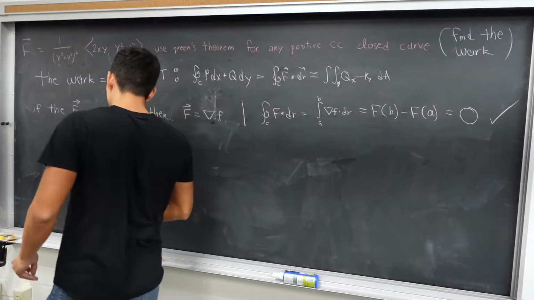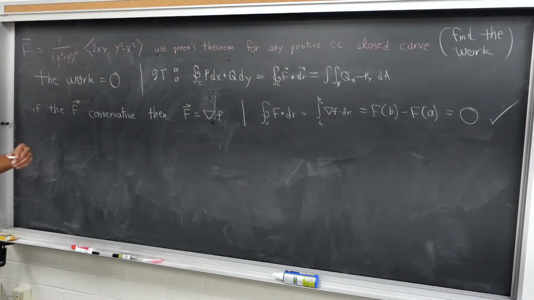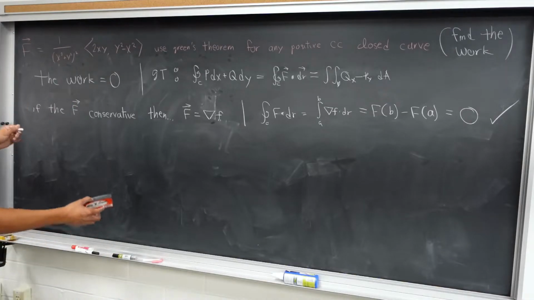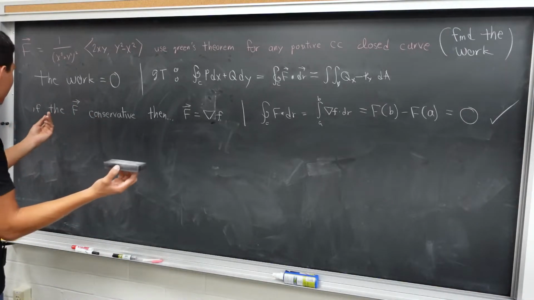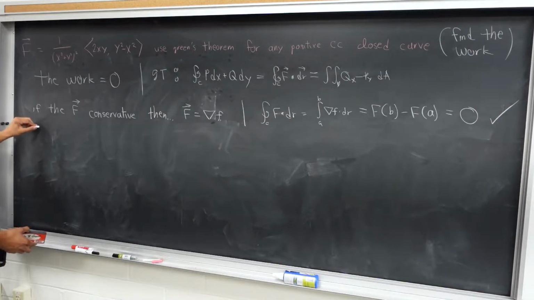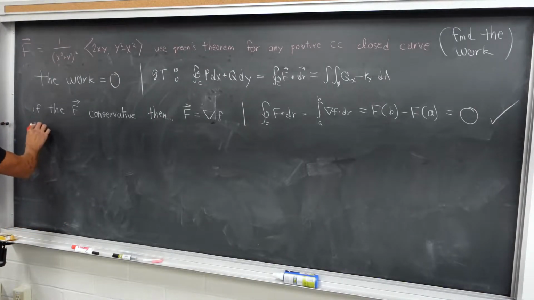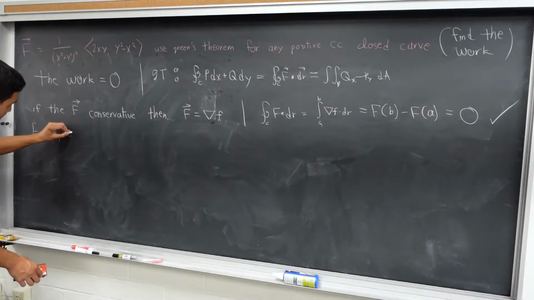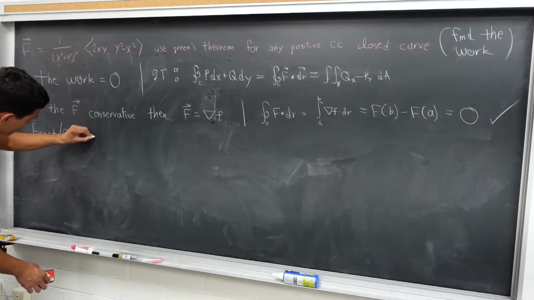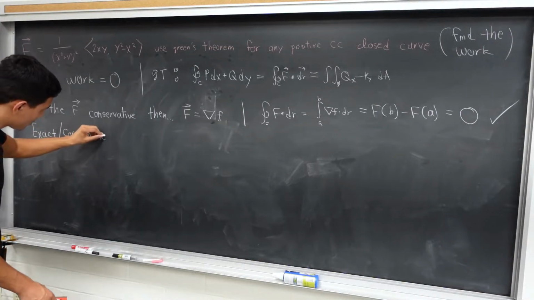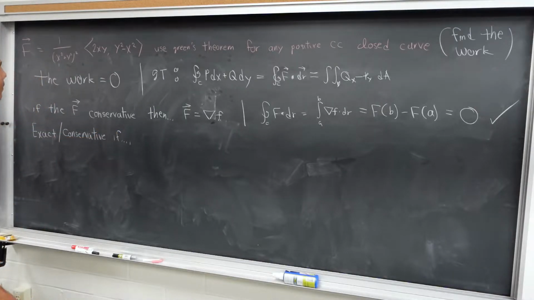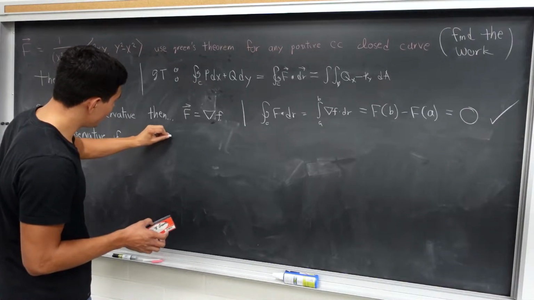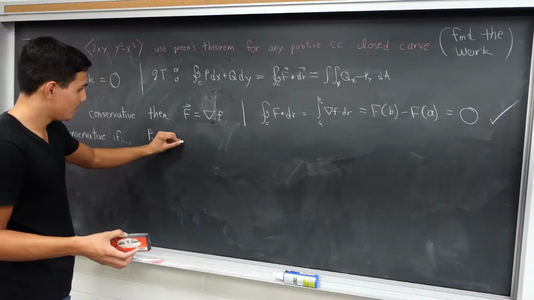Okay. Now, all we gotta do is go back a chapter, like I've been saying, and check if this field is conservative, right? So let's do it this way. We usually say exact or conservative if what? Okay, we say if P with respect to Y is equal to Q with respect to X.